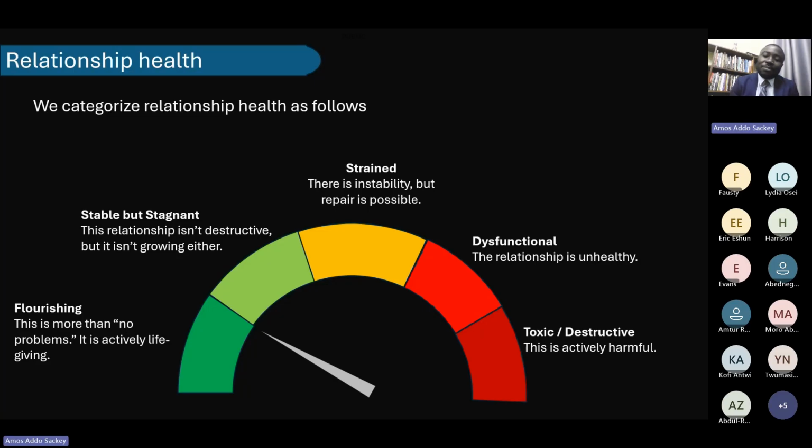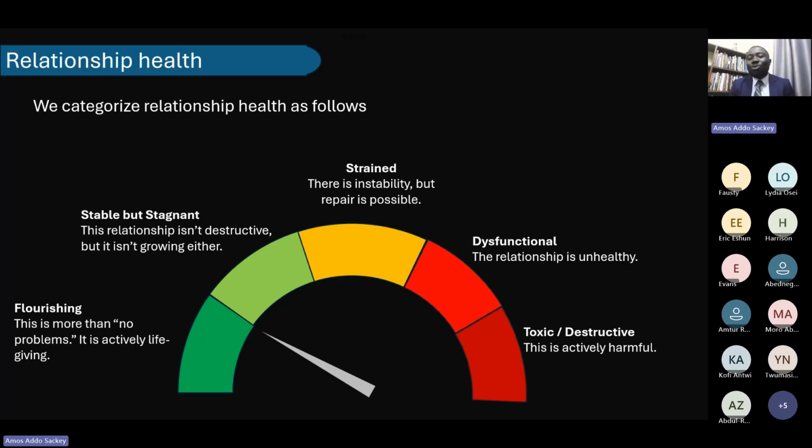functional like that. There are also relationships that are dysfunctional. This relationship is unhealthy. It's not good. When you are in it, you begin to suffer, but it's not like you are critically dying. But you realize that the relationship is not healthy.